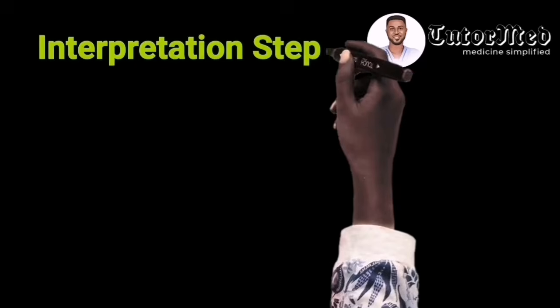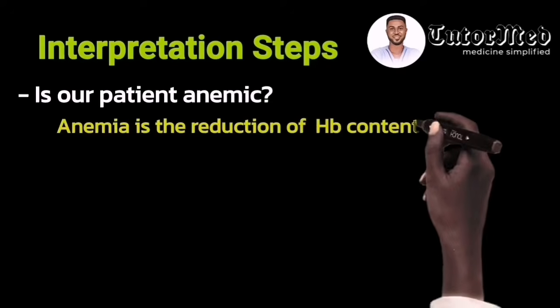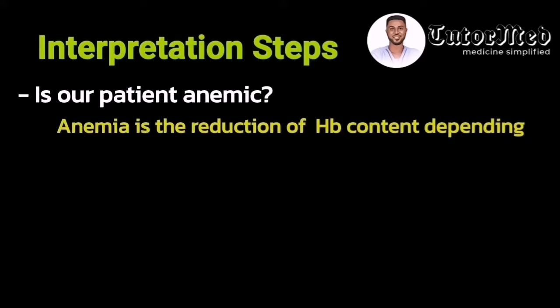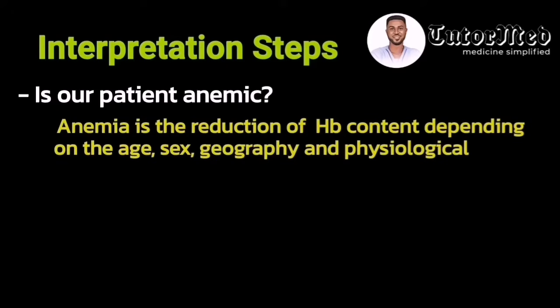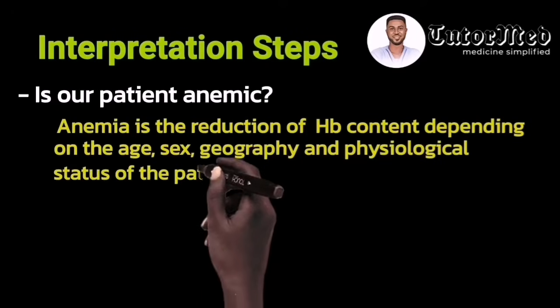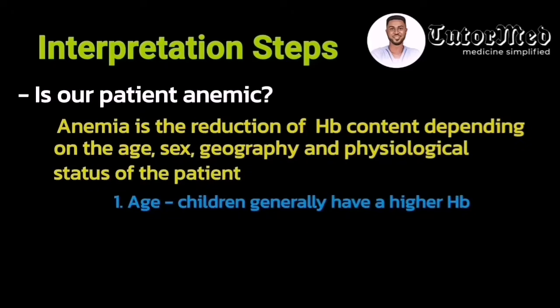Now for the RBC parameters, what are the steps to interpret them? First, we want to know if our patient is anemic. And anemia is defined as the reduction of hemoglobin content depending on the age, sex, geography, and physiological status of the patient. It is dependent on age because, for example, children generally are expected to have a higher HB than adults. And so an HB might be considered normal for adults, but for children it may be low.